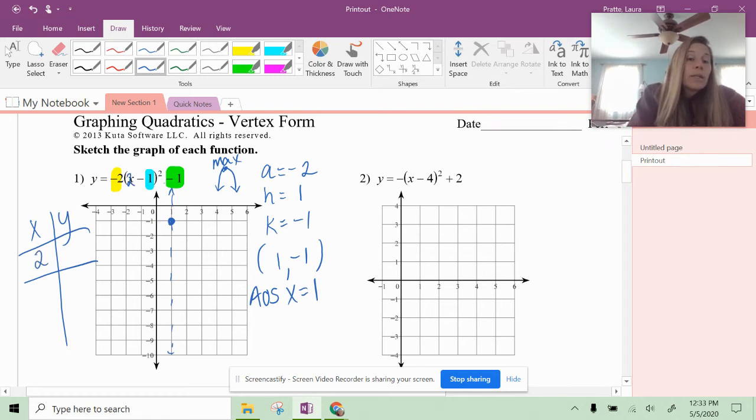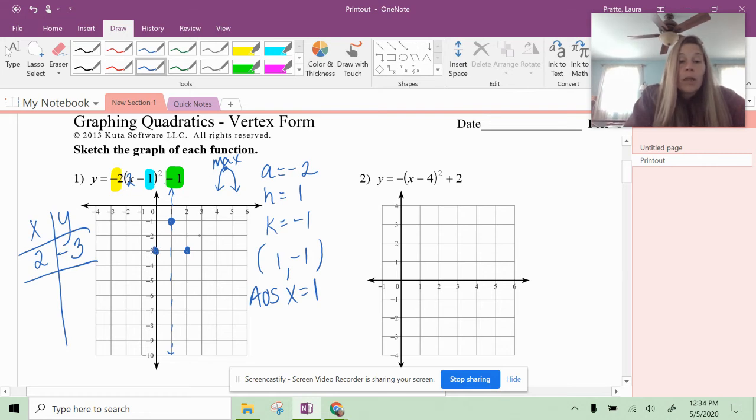So 2 minus 1 is 1. 1 squared is 1. 1 times -2 is -2. -2 minus 1 is -3. Now make sure you're using PEMDAS when you are figuring that out. Now since this point is 1 box away from that axis of symmetry, I'm going to do that 1 box away on the other side.